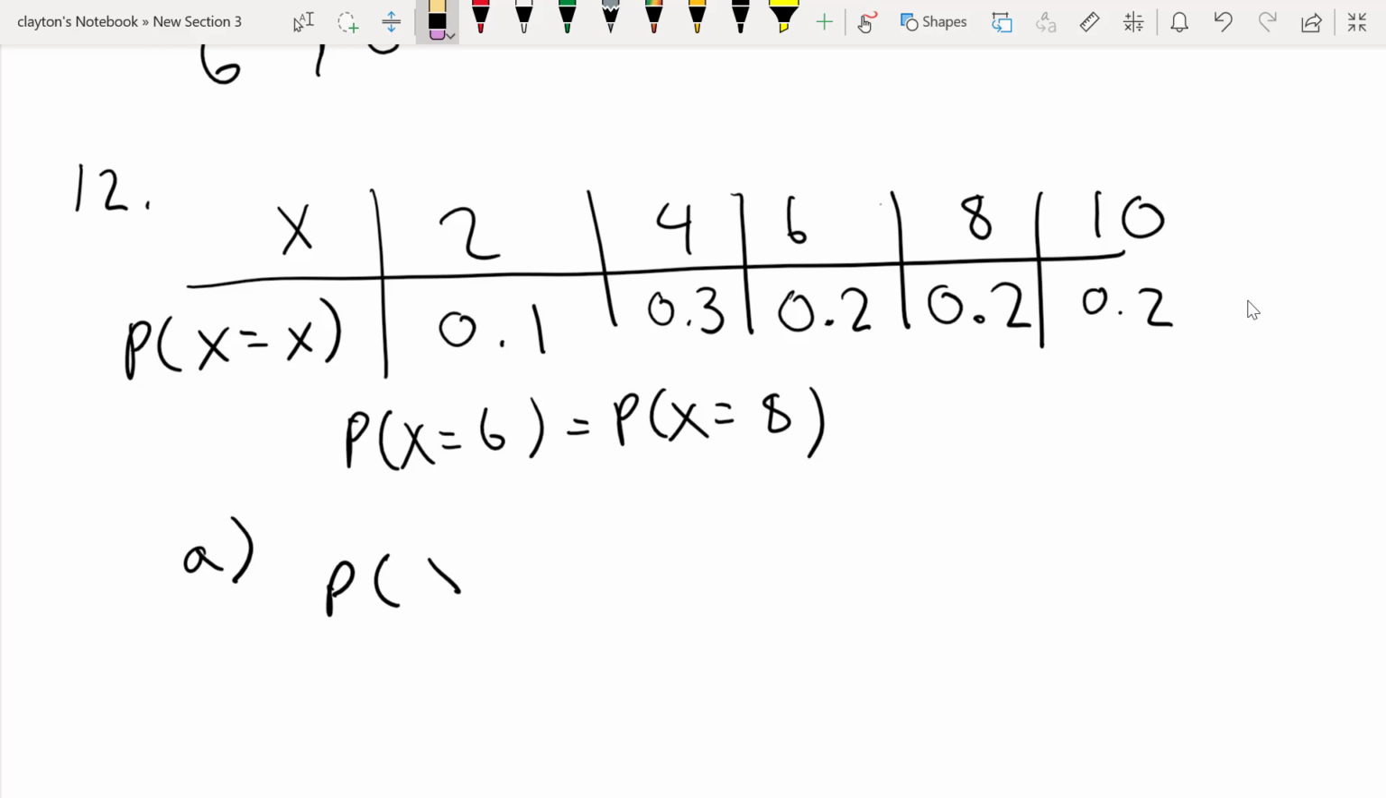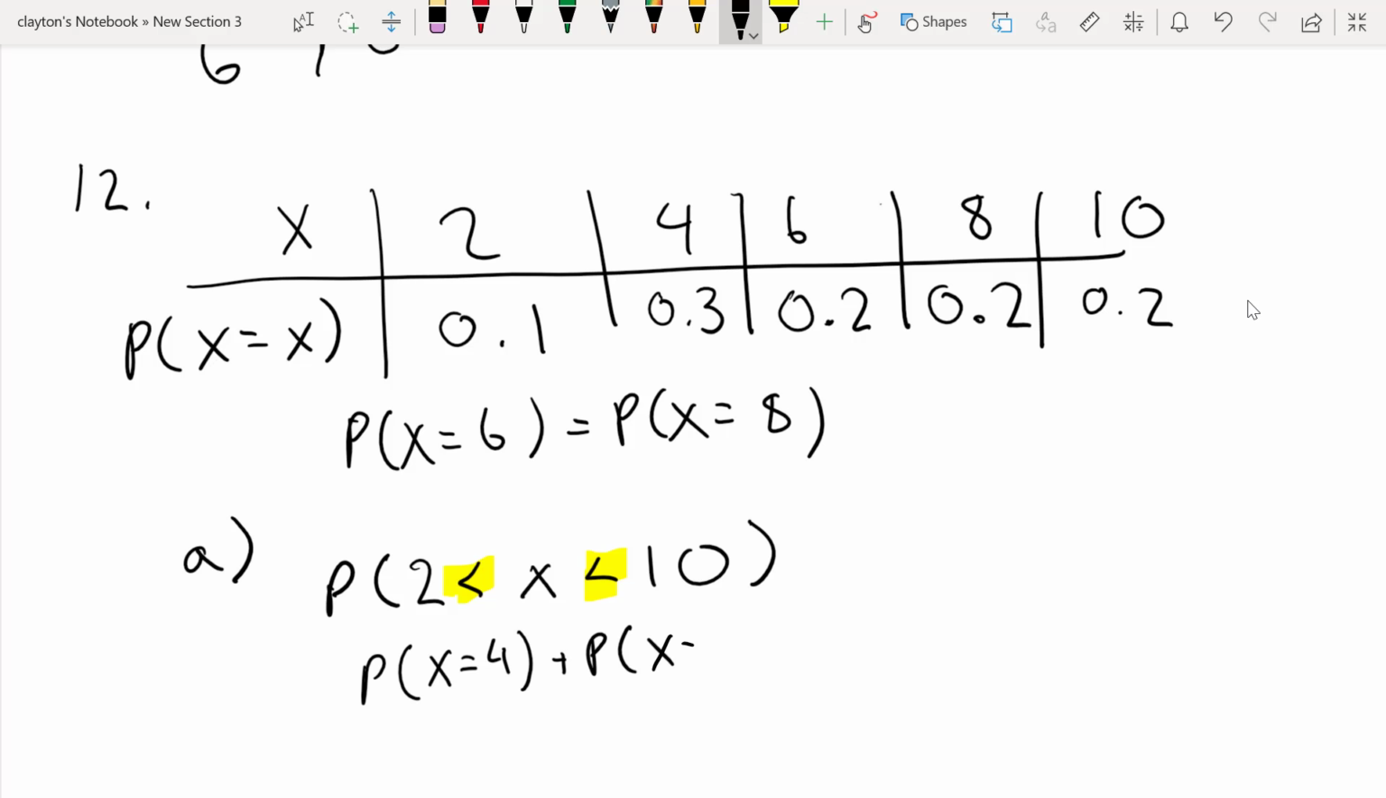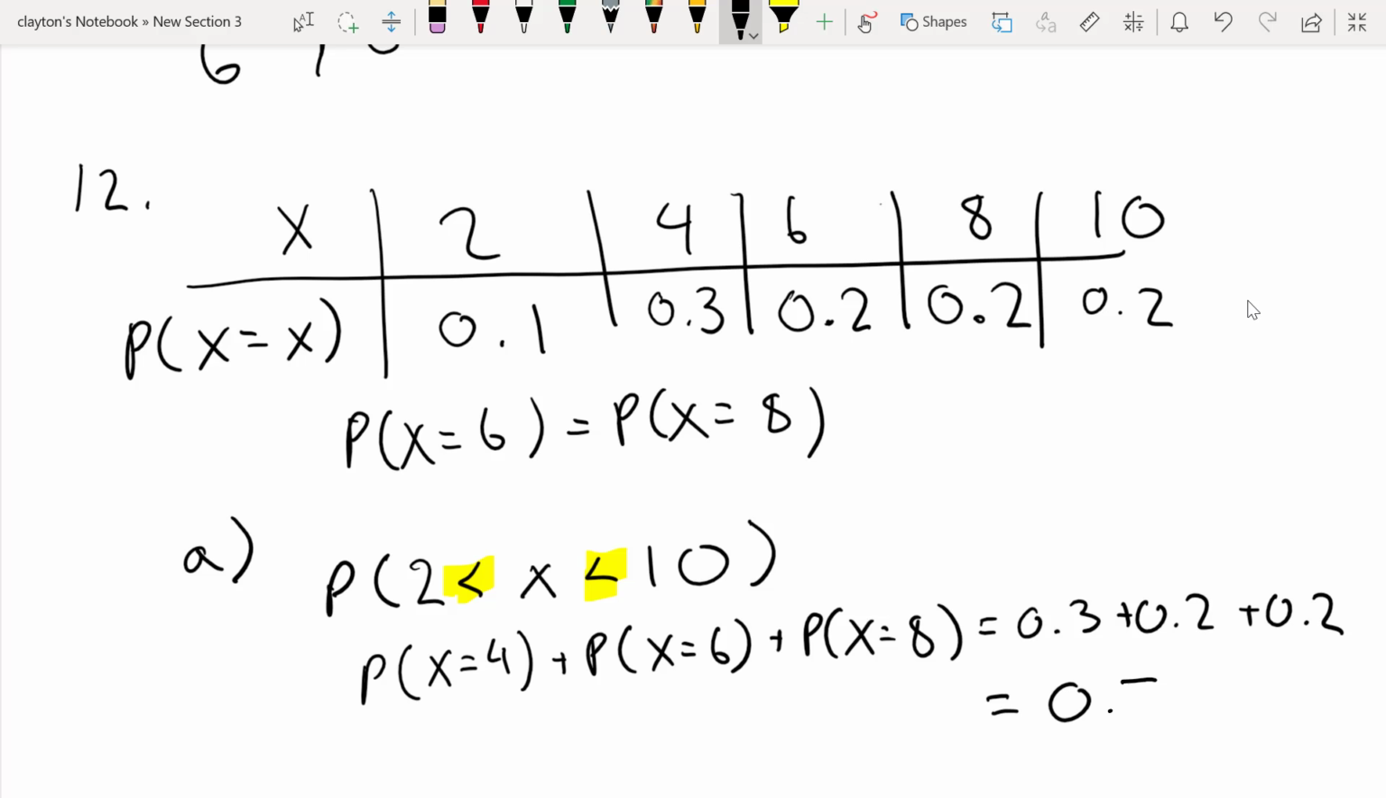In part A, it says find the probability. Let's actually write this correctly here. That x is going to be between 2 and 10. Now, something key to mention here is that notice on these inequalities, there's no equals. So we don't want to include 2 or 10, meaning we just want what's in between, or the 4, 6, and 8. So we just really want the probability of x is equal to 4 plus the probability x is equal to 6 plus the probability x is equal to 8. And so we get 0.3 plus 0.2 plus 0.2, or 0.7.